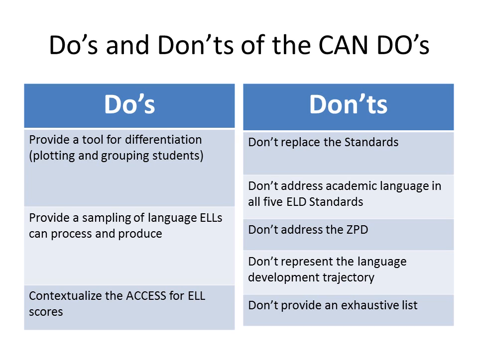They also don't address academic language in all 5 of the standards, which we'll see later, and they don't address the zone of proximal development, which has already been addressed. They don't represent the language development trajectory, so they don't really show us step by step how a student will move from this to that. It just gives us a little bit of a snapshot of understanding where a student is at. And again, they don't provide an exhaustive list of what a student can do, because with the short amount of space we have in these can-do descriptors, we're not going to be able to summarize all parts of language there.